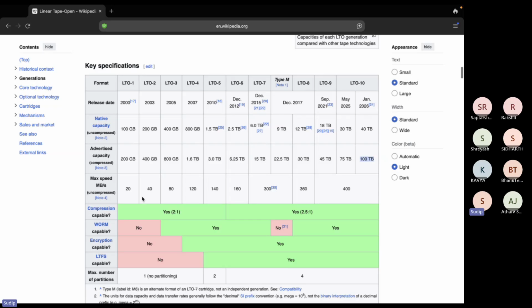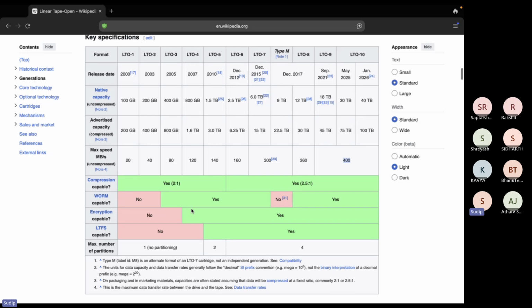Then you see the speed at which you can write, the throughput. But this throughput is for uncompressed data, and this is a testimony that if you compress, you will lose performance. So it went from 20 megabytes per second to 400 megabytes per second. So this is a 20 times increase, which is also a phenomenal increase in throughput in 2.5 decades.